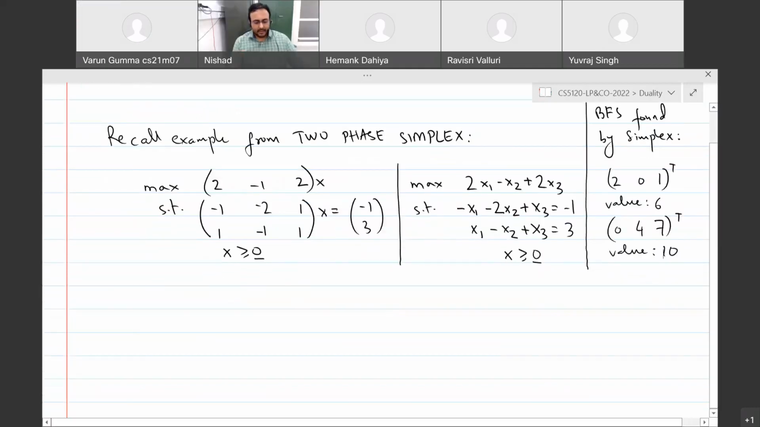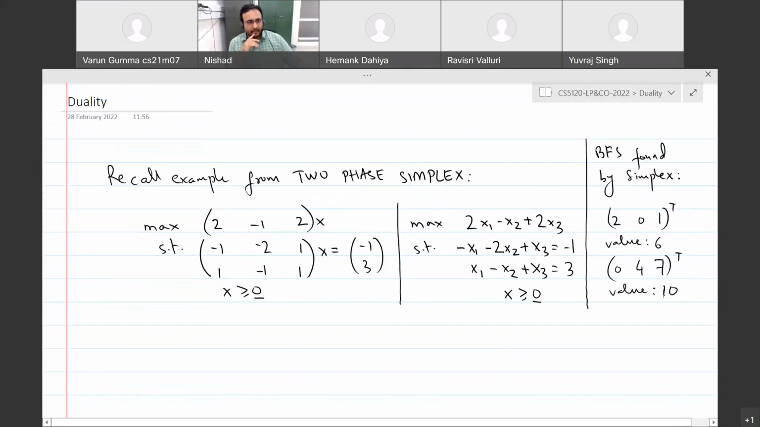So today we are starting a very fascinating topic called duality, also known as linear programming duality, because duality appears in many different contexts and areas in mathematics.